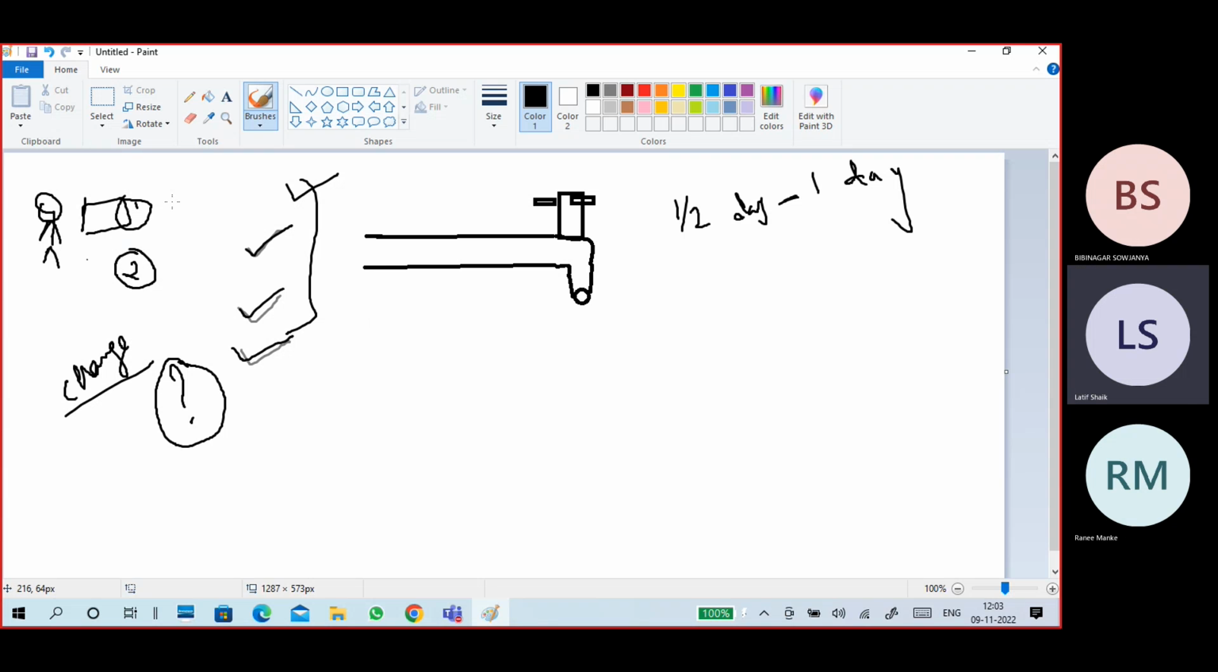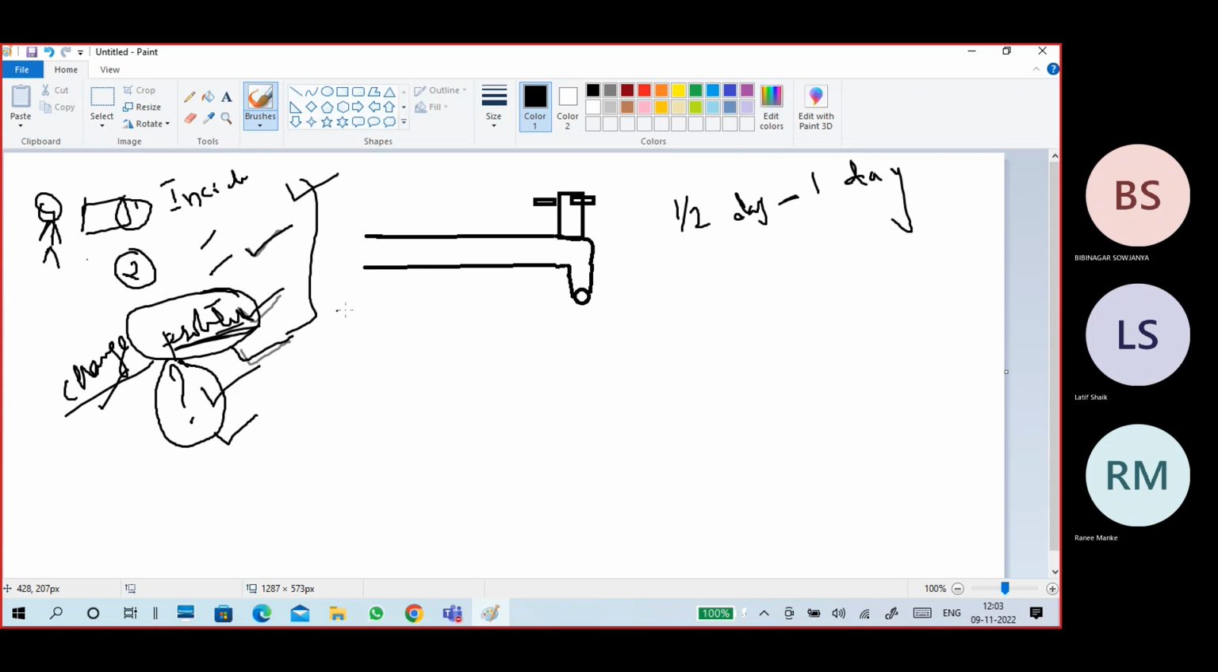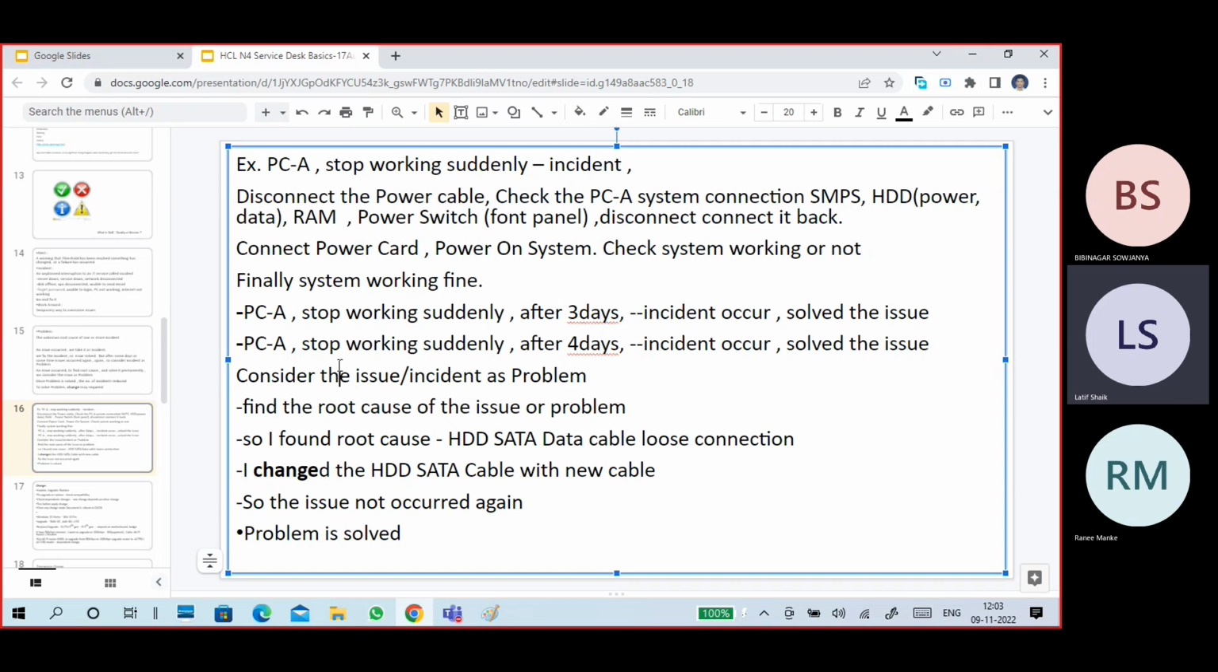Whenever we get an issue, that is an incident, but when the incident repeats, we consider it a problem. We find the root cause of the problem and a permanent solution, and we make changes, then the problem is solved. So you don't get leakages again, and the number of incidents will be reduced. I hope you understand this example.